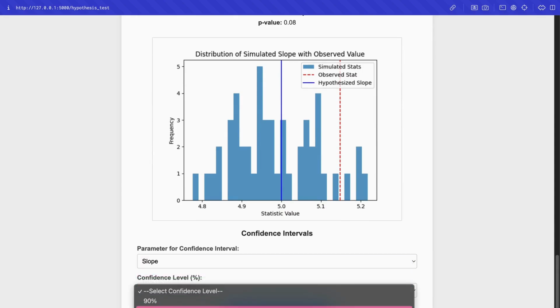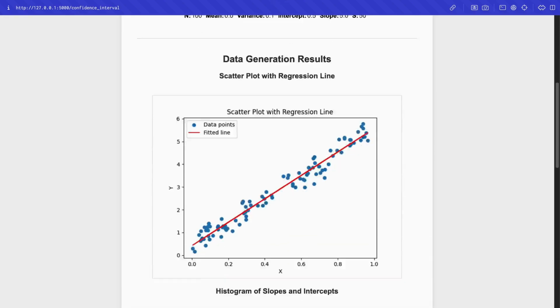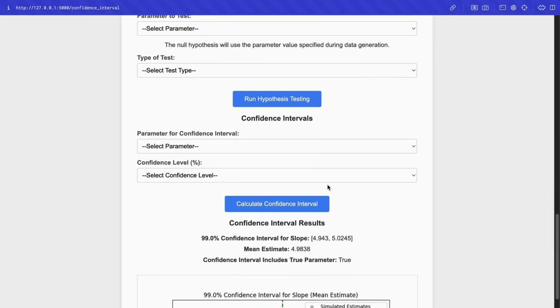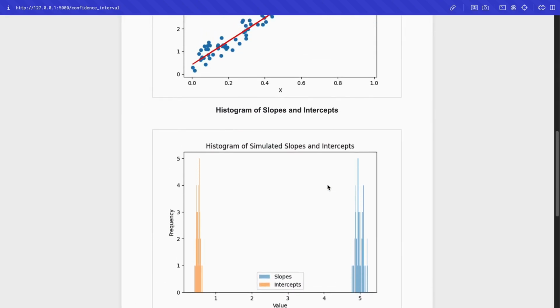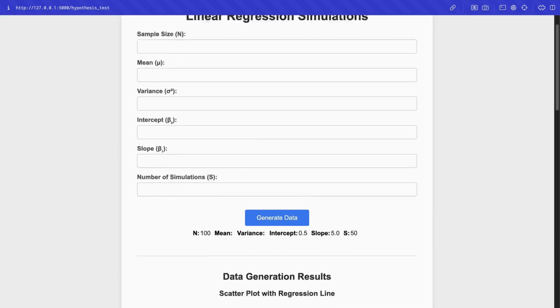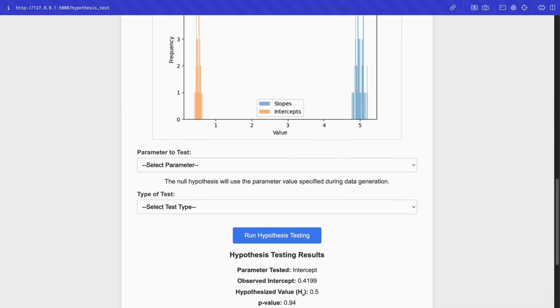The confidence interval is pretty narrow and is set to 99%, indicating that the true slope is within this range and the mean estimate is close to the true slope. The p-value and confidence interval show that there is strong evidence for the slope having significant effect on the hypothesized model.